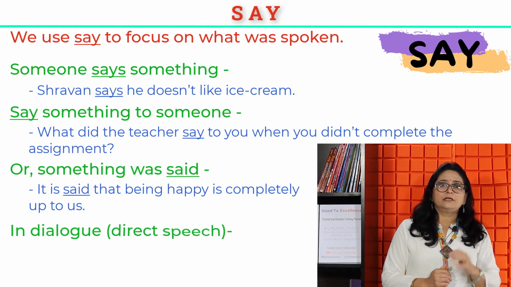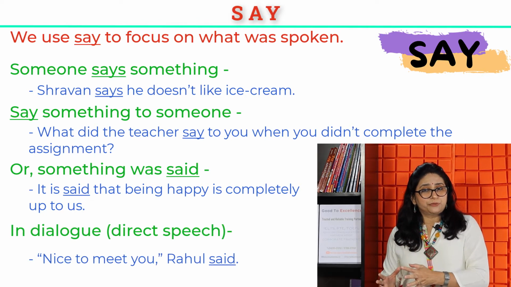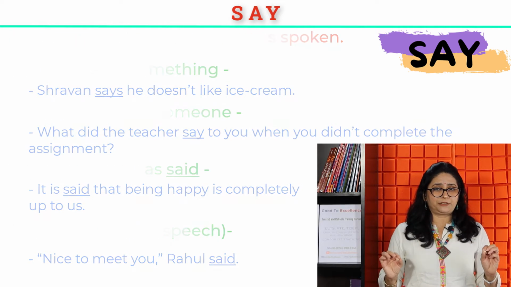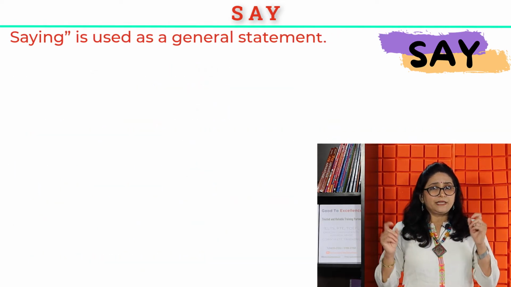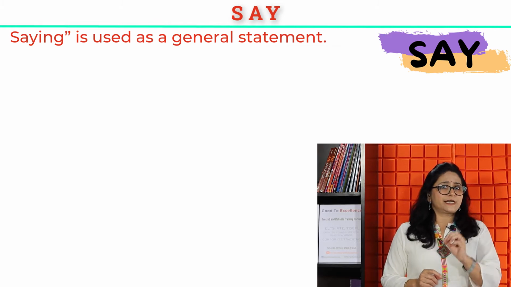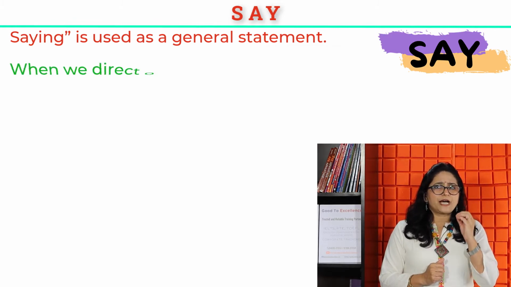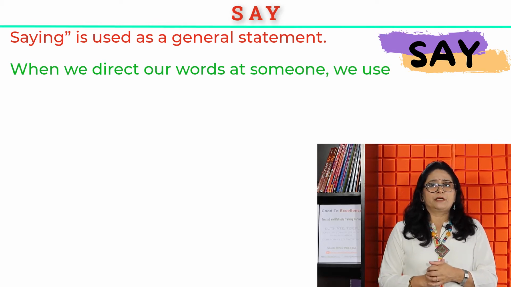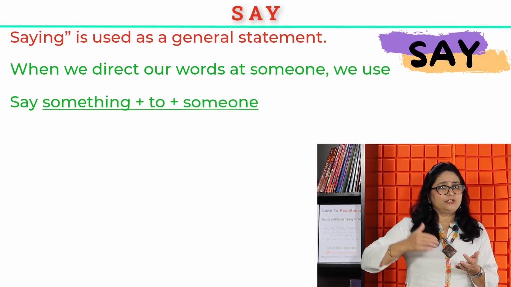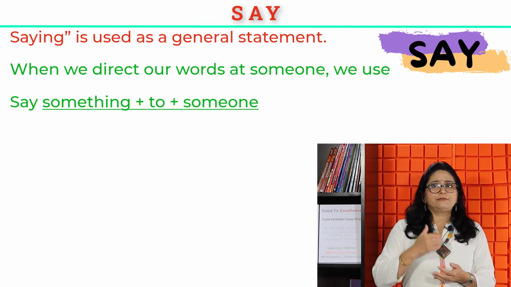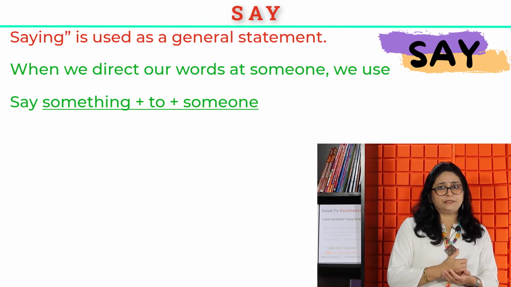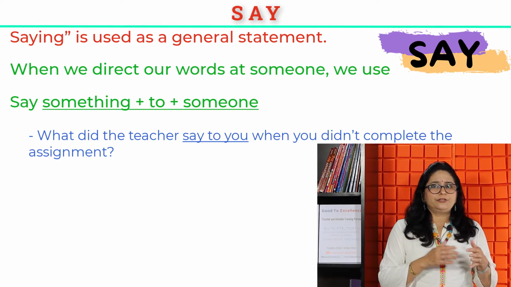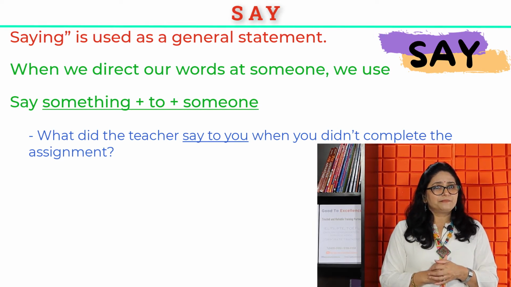In dialogue, "Nice to meet you," Rahul said. It is said in direct speech. Saying is used as a general statement. When we direct our words at someone, we use say something to someone. As we just saw in one of our examples, what did the teacher say to you when you didn't complete the assignment?